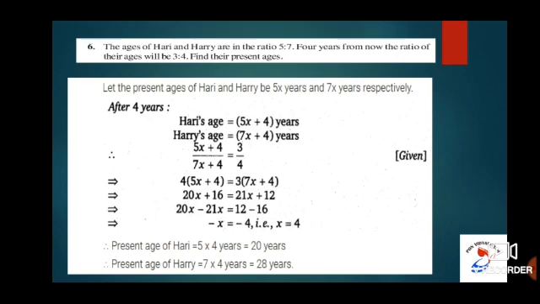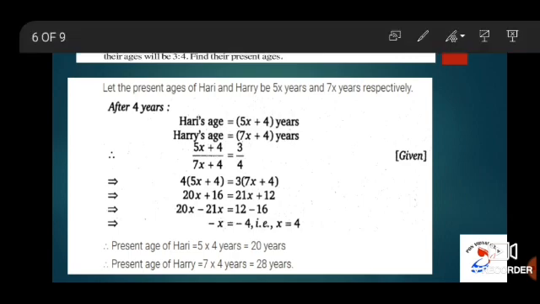So after 4 years means you are going to add 4 to your present age. Before 4 years means you are going to subtract 4 from your present age. At present my age is 10. After 4 years it will be 14. And before 4 years it will be 6. So 6 before 4 years, 10 at present, and after 4 years that is 14. The same concept we are going to apply in this problem also.